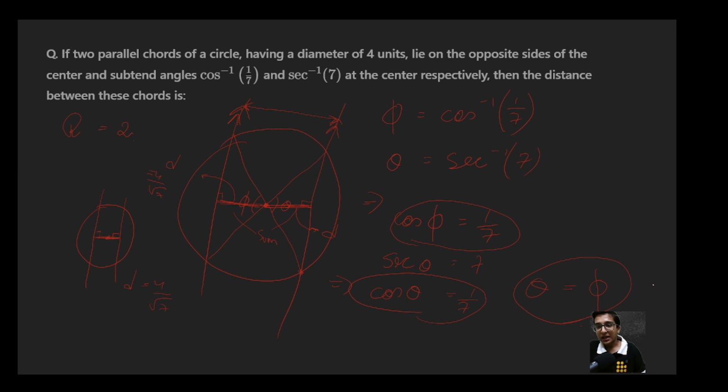Again, a question that was asked in one of the previous year JEE Mains papers. So a good question, of course. You had to find out the distance between these two chords. The catch here was that if you could have found out that phi and theta both are equal, then of course the calculation of this question would have become very much easier for you.